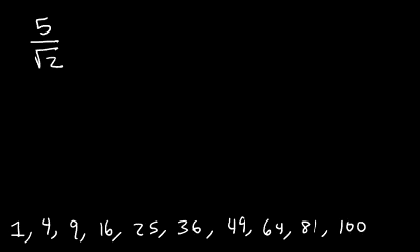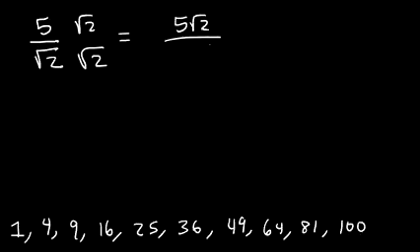Now, if you're asked to simplify this fraction, 5 divided by the square root of 2, what can you do? All you can do in this problem is rationalize the denominator. And to do that, multiply the top and the bottom by the square root of 2. So on top, you can have 5 square root 2. On the bottom, the square root of 2 times the square root of 2 is the square root of 4, which is 2. So your final answer is 5 square root 2 divided by 2.